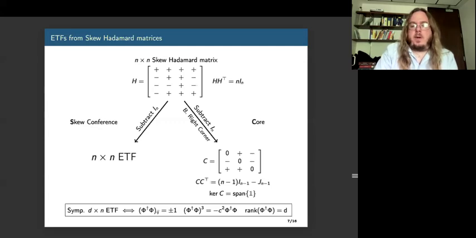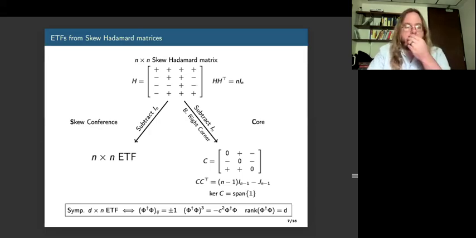Okay, and that will also tell you that the kernel of C is spanned by the all ones vector. So what this tells me is that C is rank deficient and has a one-dimensional kernel. So the rank of C will be n minus 2. So if I get an ETF out of this, it will be n minus 2 by n minus 1. Now, all I have to do is check this middle condition again, this cubic.